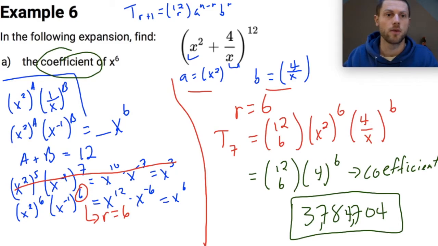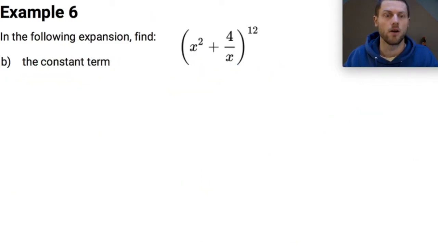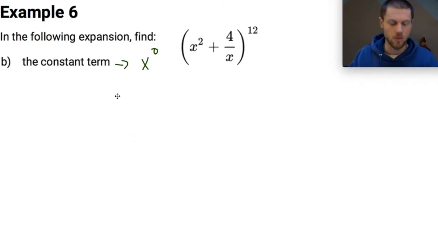So why don't you try an example kind of like that? I forgot part B. I got to find the constant term. All right, so this is really the same type of a thing. The constant term is when the degree of the x power is 0. So how do I do this? It's really the same idea.